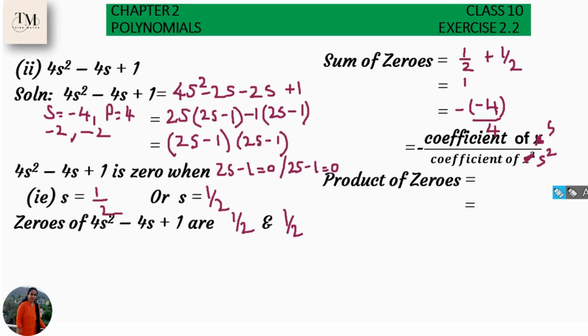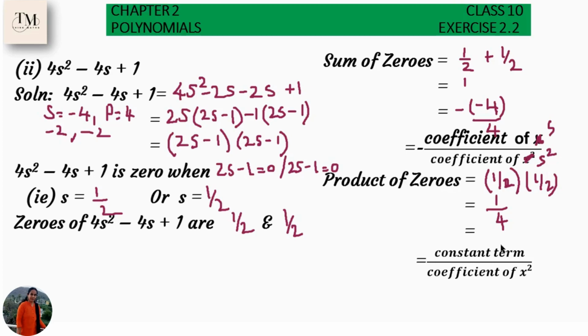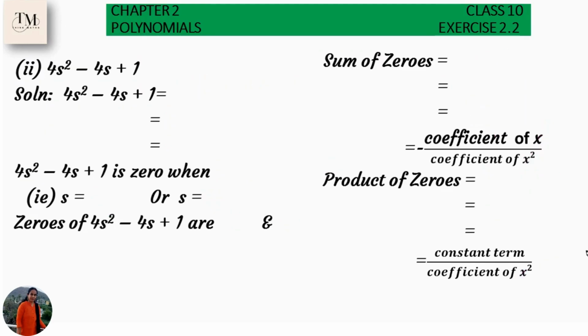Now we have to find the product of zeros. So the product is 1 by 2 into 1 by 2, which is nothing but 1 by 4. So 1 is nothing but the constant term, 4 is nothing but the coefficient of s square. Okay, coefficient of s square. So we got the relationship between the sum of the zeros and the product of the zeros. So, okay children, can you understand?